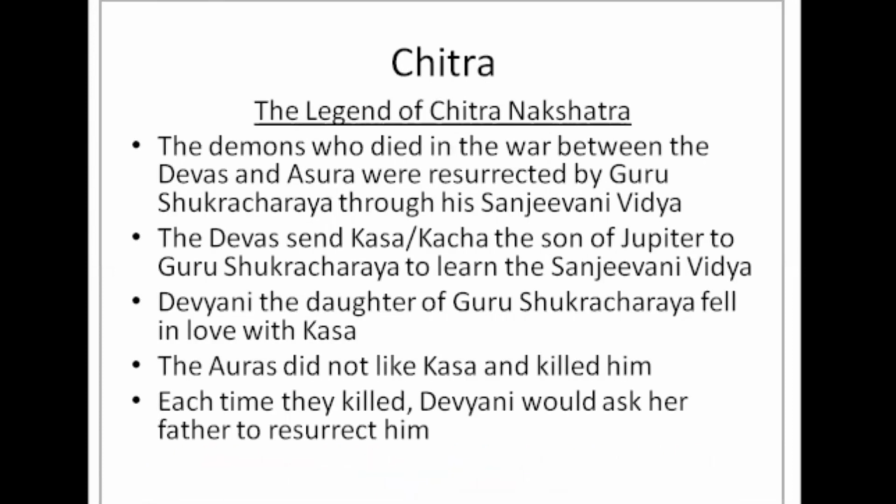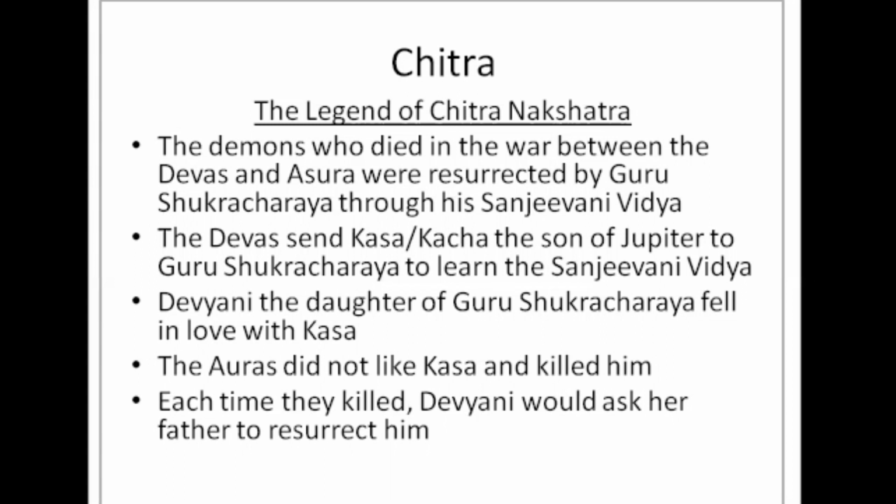It's clear, Bharat. Okay, so I will begin with the legend of Chitra Nakshatra. When the devas and the asuras were fighting, a lot of asuras used to get killed in the battle. But Guru Shukracharya, the guru of the asuras, knew the Sanjeevani Vidya, the method of bringing living beings back to life. All the asuras killed by the devas were brought back to life by him. The devas did not know how to tackle the situation, so they sent the son of Jupiter, called Kasa or Kacha, to Guru Shukracharya to learn the art of Sanjeevani Vidya.